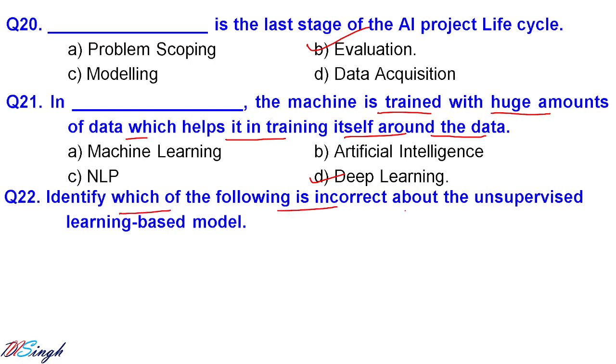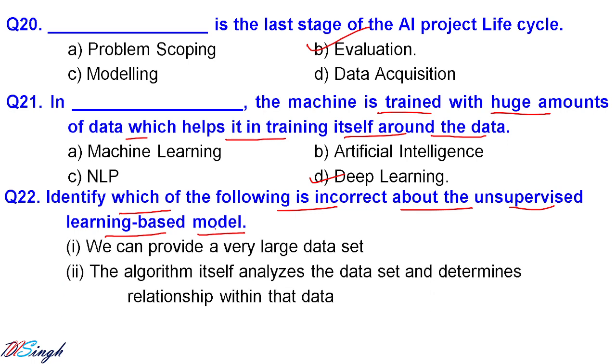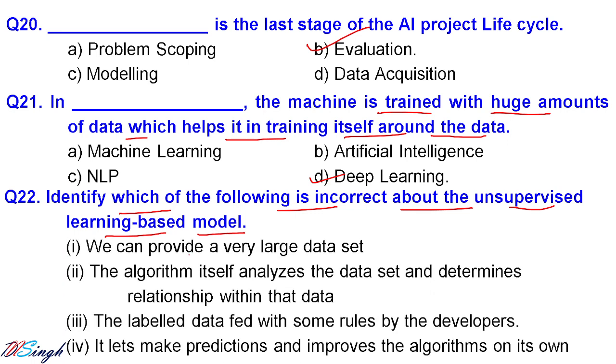Identify which of the following is incorrect about unsupervised learning based models. There are 4 options available. We can provide very large data sets. Incorrect, it is asking. Very important: read twice before answering the question. So the first one is correct.